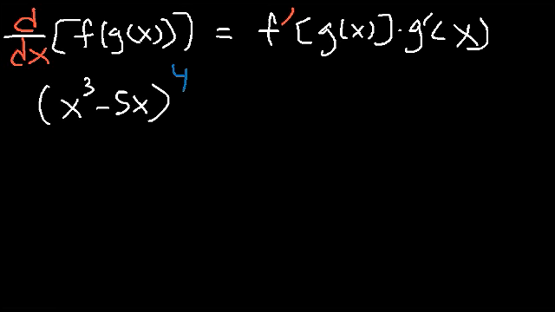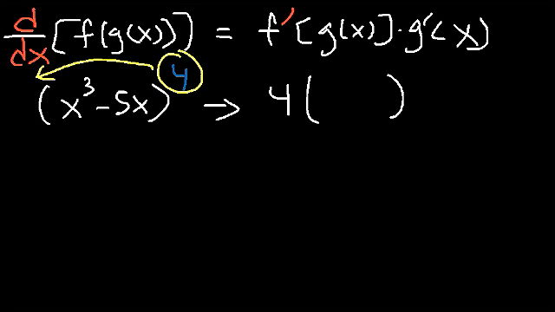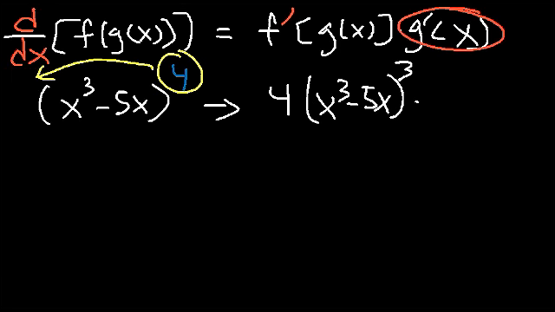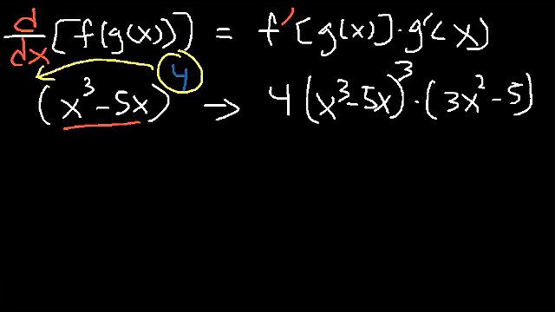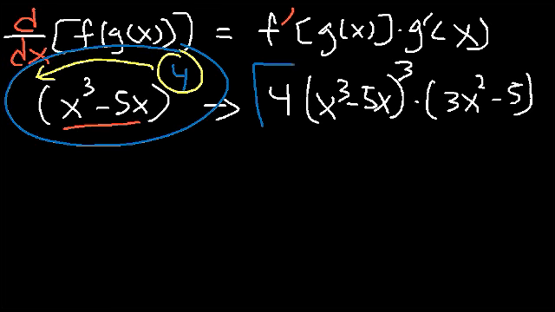So for the outside part, let's use the power rule. We're going to move the 4 to the front. So the derivative is going to be 4. Keep the inside the same. That's the g of x part. That's not going to change. The inside is going to be x cubed minus 5x, so we didn't change it. And then using the power rule on the 4, we need to subtract 1. So 4 minus 1 is 3. After that, we're going to find the derivative of the inside. The derivative of x cubed minus 5x is 3x squared minus 5. So that's how you can differentiate this function using the chain rule.